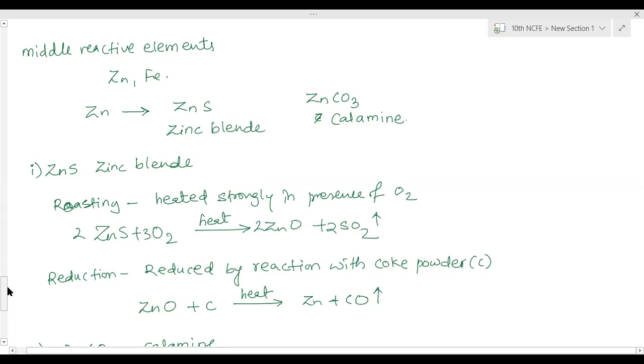Ma'am, why don't we use aluminium powder, because that's also for low reactive metals, right? Yeah, it is used, but carbon is enough. Carbon is cheaper as compared to aluminium powder. So we have to see the economy also in this.